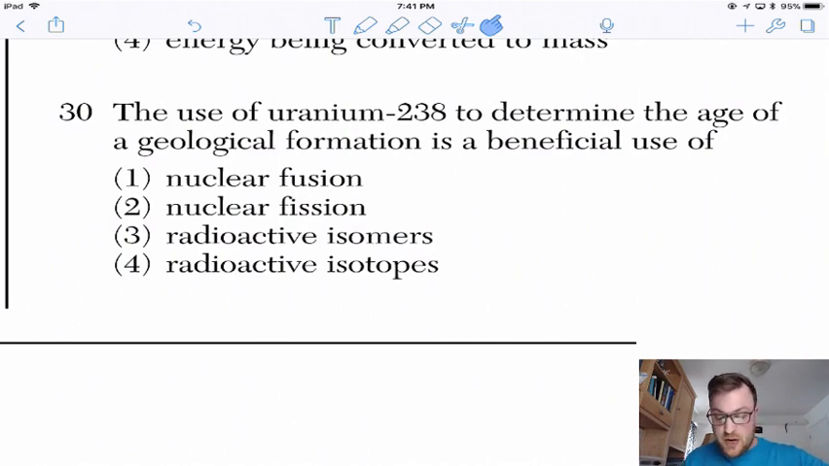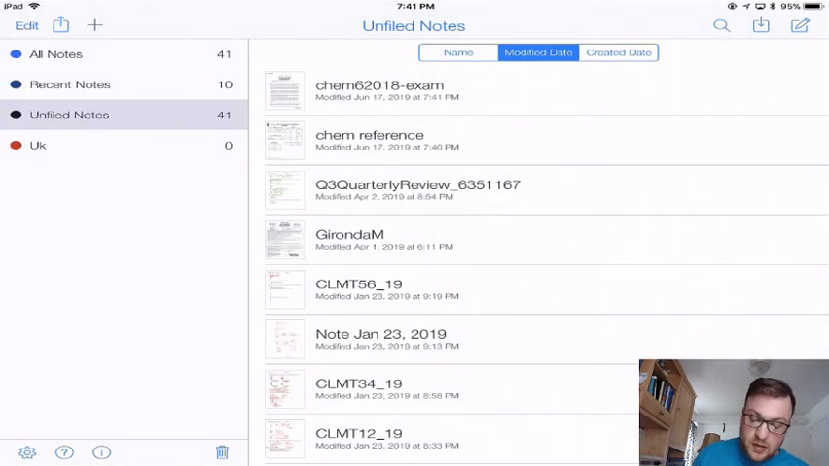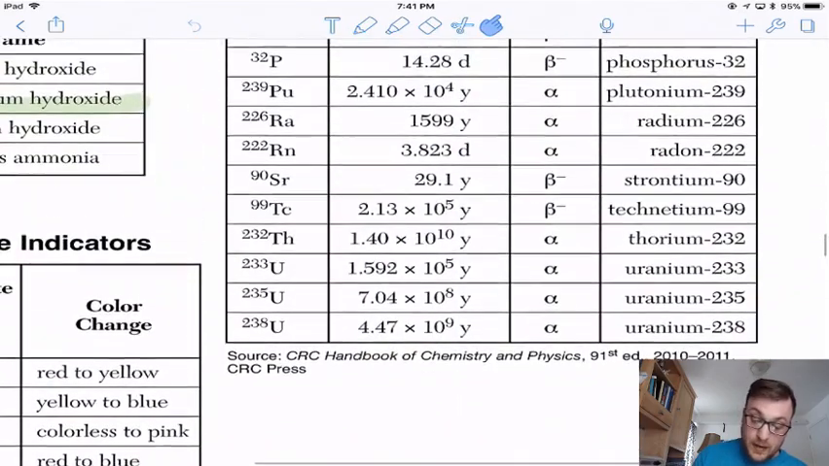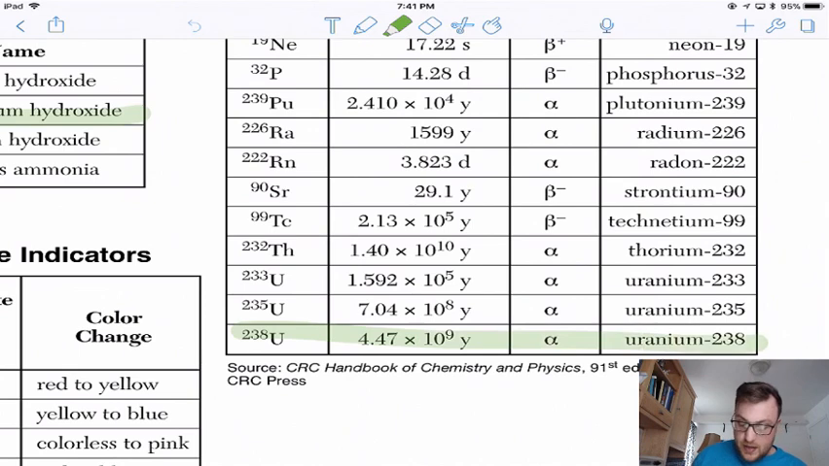All right, 30. Uranium-238 is used to determine the age of a geological formation is a beneficial use of... This one seems a little tricky at first. It might seem hard to get the right answer by process of elimination. But since it's a nuclear question, let's just see if it's on Table N. And it is. It is on Table N.